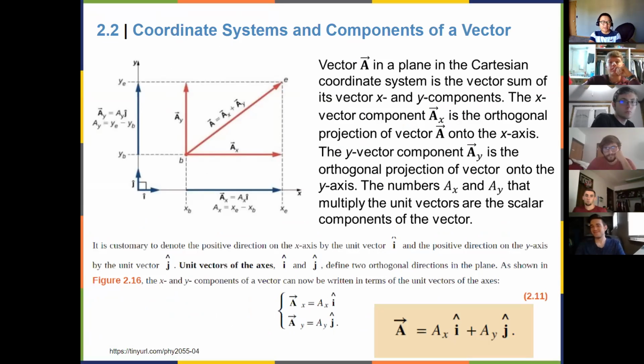You can set up the coordinate system x and y, and in that case, you can express your vector in component form. For a 2-dimensional vector, you will have an x component and a y component. So this vector is equal to its x component plus the y component. Ax is the x component, Ay is the y component there.